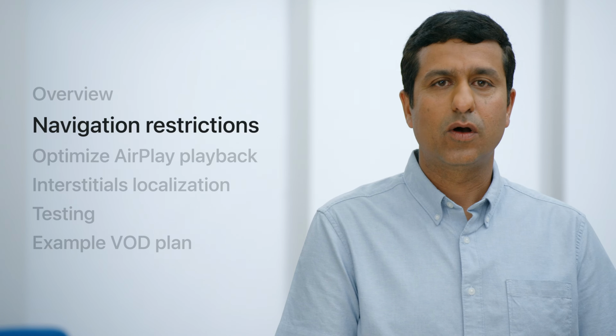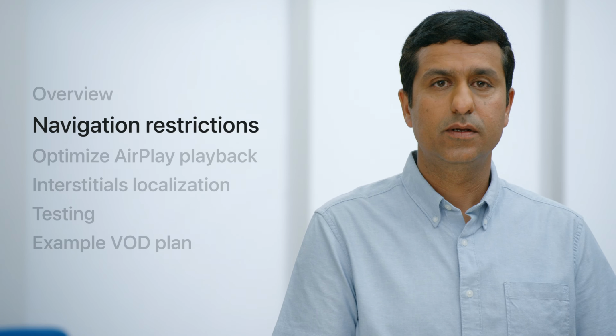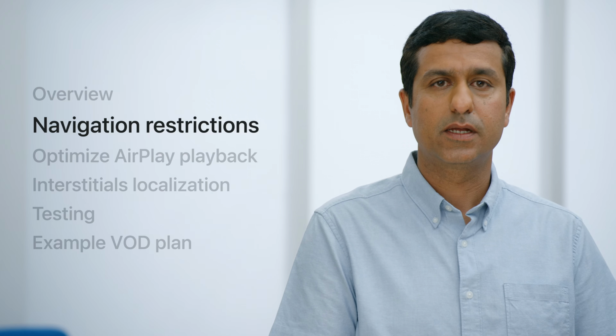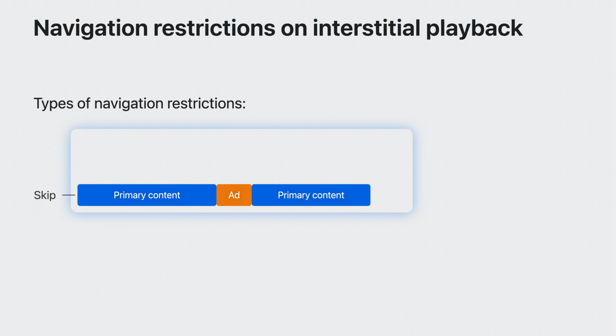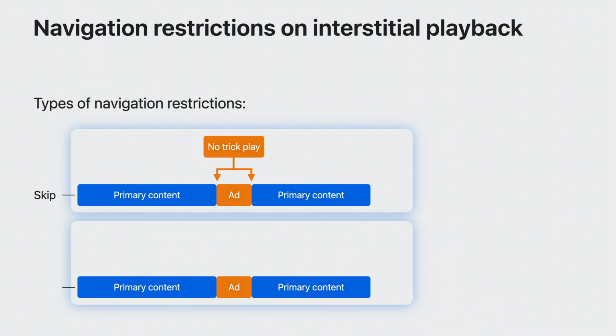With interstitials, oftentimes for contractual reasons, you'd want to prevent your subscribers from jumping over or skipping through the ads. HLS interstitials has inbuilt support for user navigation restrictions. Two restrictions are defined. Skip: the skip restriction would prevent one from playing the ad at a rate different from what is desired. Jump: the jump restriction prevents jumping out of the current ad.